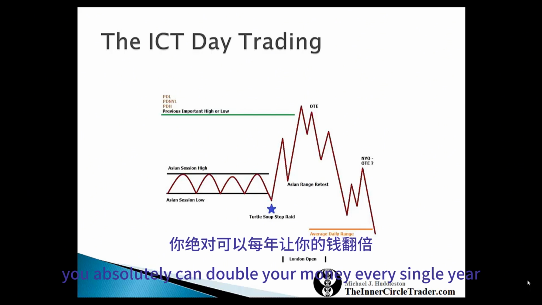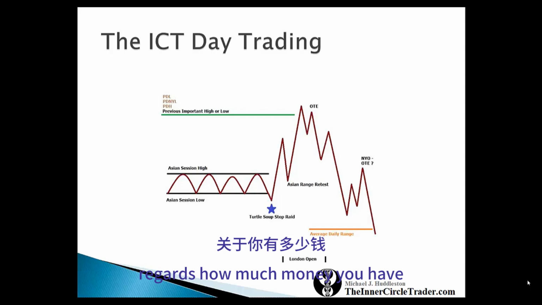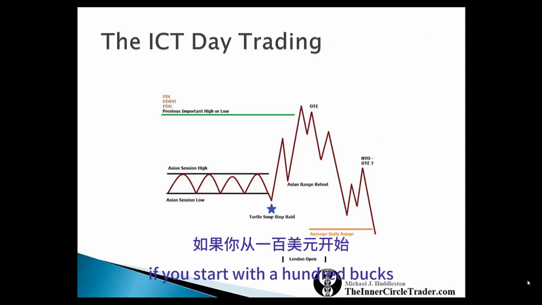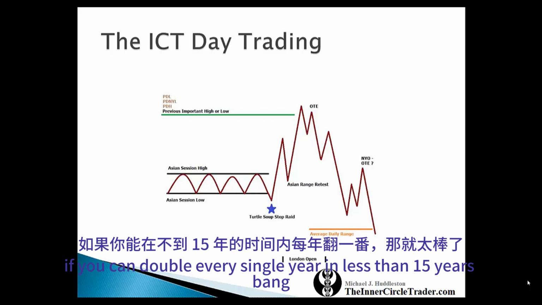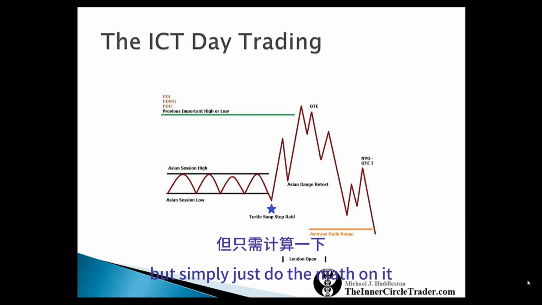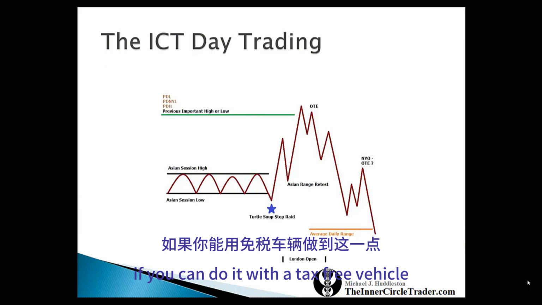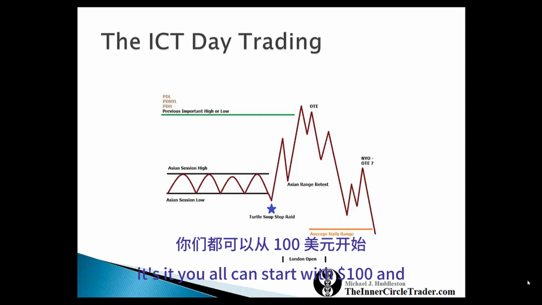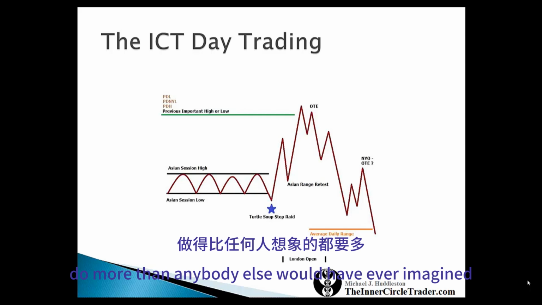25 to 30 pips a week, you absolutely can double your money every single year, regardless of how much money you have. If you start with $100 and could double it every single year, in less than 15 years, bang, you've got $1 million. I know it sounds incredible, but simply do the math on it. If you can do it with a tax-free vehicle, that's it. You all can start with $100 and do more than anybody else would have ever imagined.